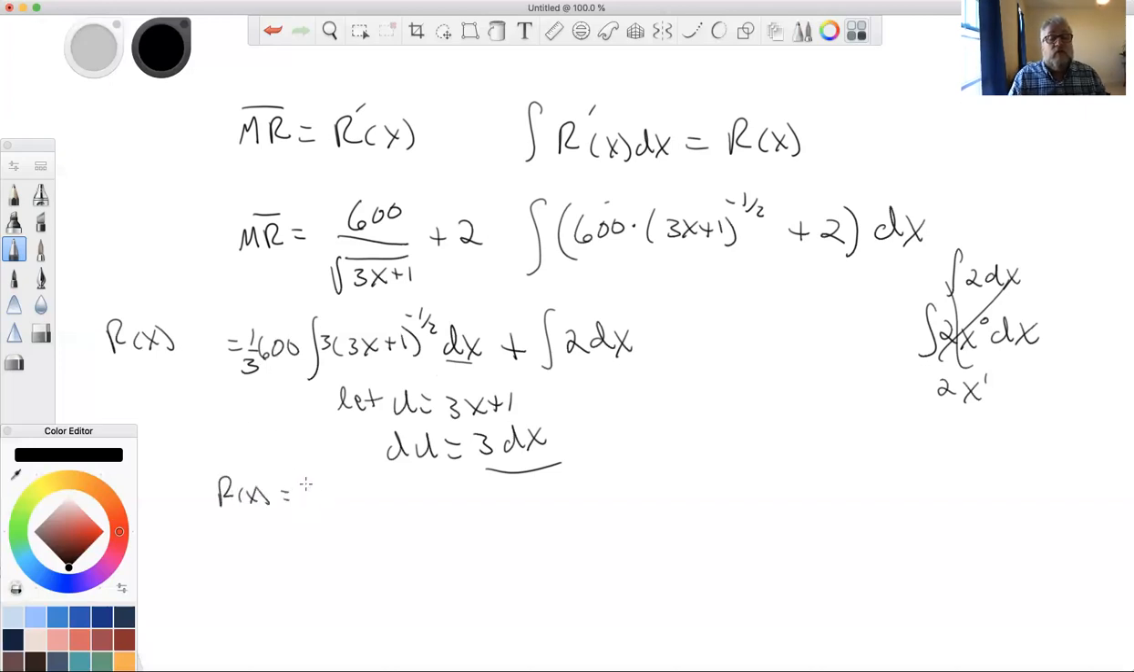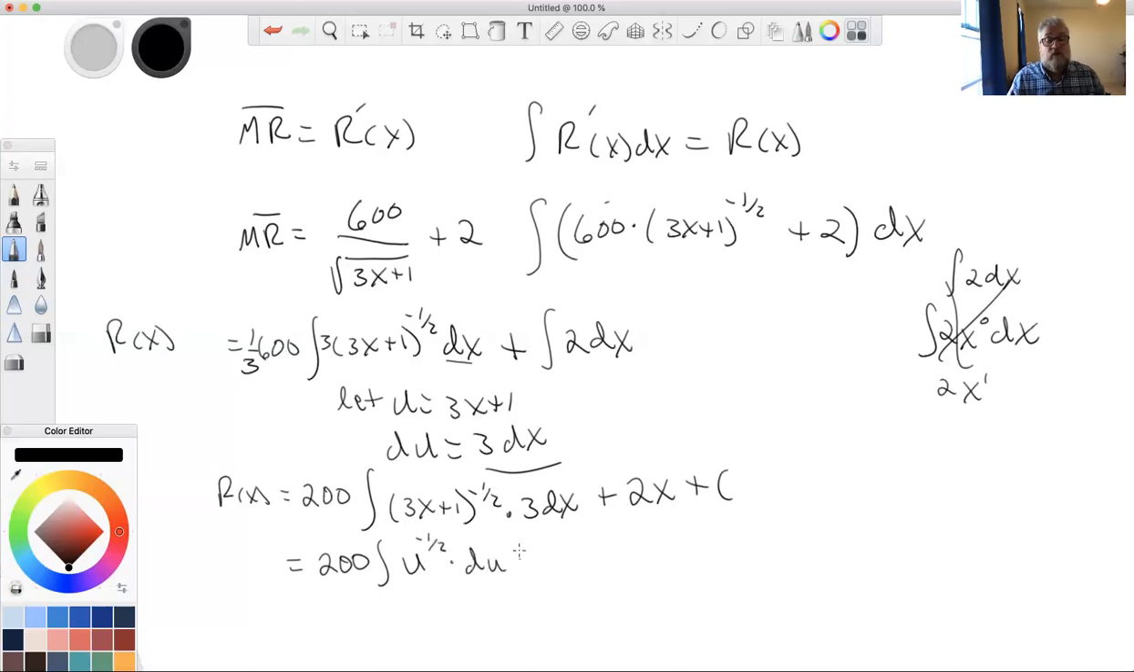1/3 times 600 is 200. Integral of (3x plus 1) to the negative 1/2 times 3 dx. And I'll go ahead and write this as 2x and the integration constant that came from integrating 2. And whatever integration constant we get from here, it's going to get all clumped into there. So we don't need 2 integration constants. So here's 200 times u to the minus 1/2 times du.